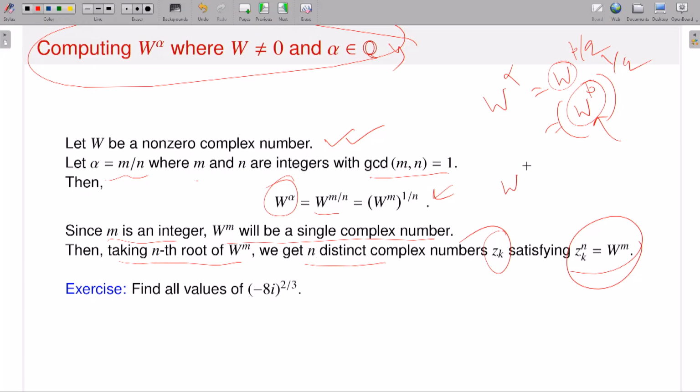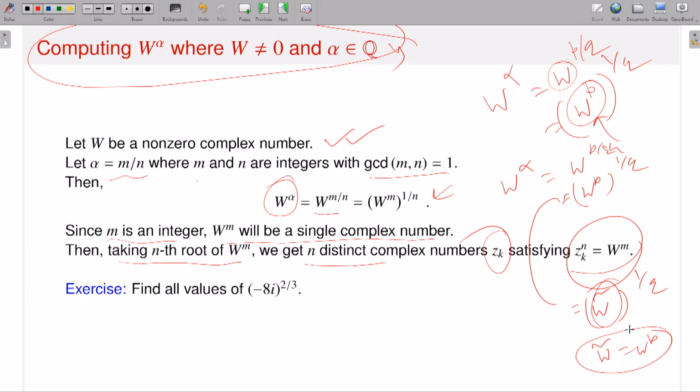So therefore, even though it is a rational number, if I write it in the form p by q, then what I am doing is considering w to the power p, to the power 1 by q. And what is that? This is say w twiddle to the power 1 by q. That means I have to find the qth root of this new complex number w twiddle. What is w twiddle? This is w to the power p, and you can easily calculate it. Okay, so this is one exercise.